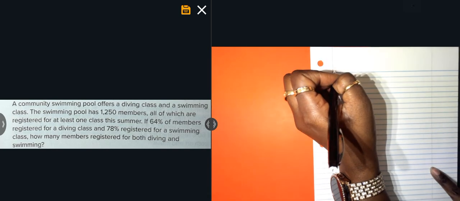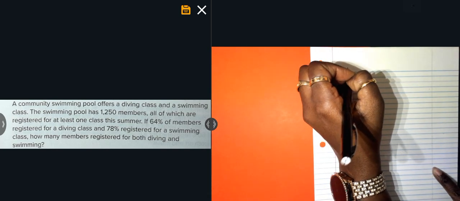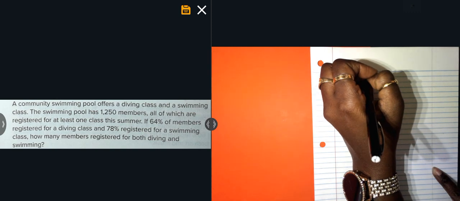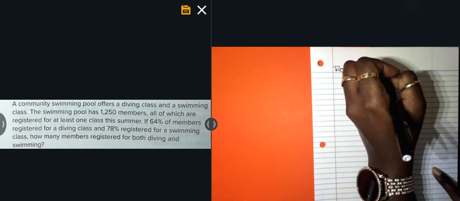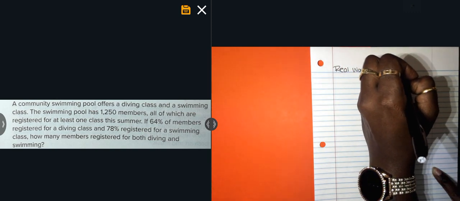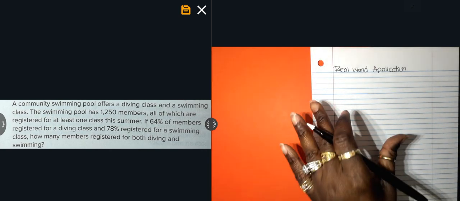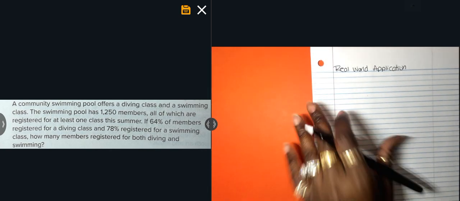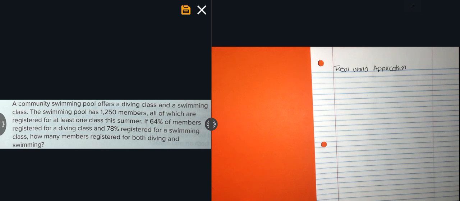All right, so in this example, we're going to look at another real world application. We are talking about percentages, we're talking about ratios. And so we have a community swimming pool. They offer a diving class and a swimming class.